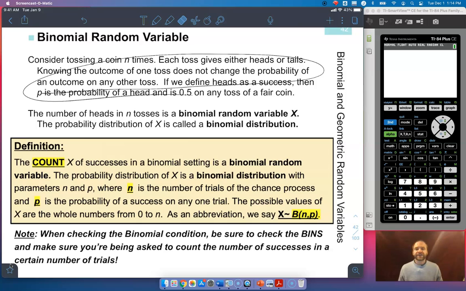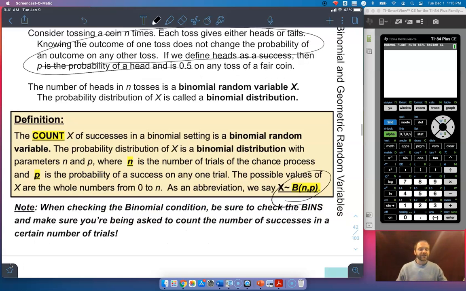When you're checking the conditions, be sure to check the BINS. Make sure you're being asked to count the number of successes in a fixed number of trials. That's a binomial random variable, and this is the important notation that we're going to use for it. So let's give it a shot.